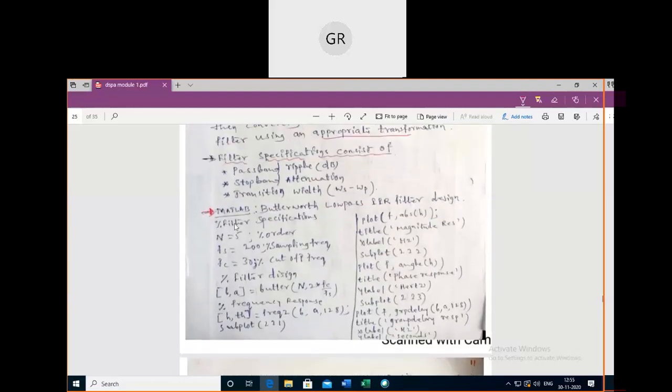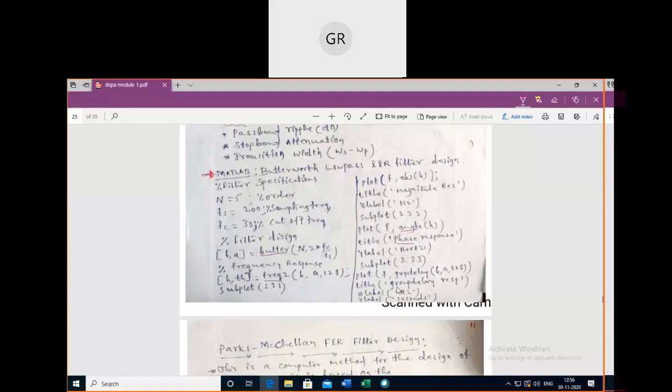Go through this Butterworth low pass filter program. It's also very important. Just remember these important commands here. Butter, this is for the frequency response. You are already familiar with subplot and all. Here the subplot is for magnitude. To get the magnitude, we use the command abs. To get the phase, we use the command angle. And here we are also calculating group delay. Please go through this also.